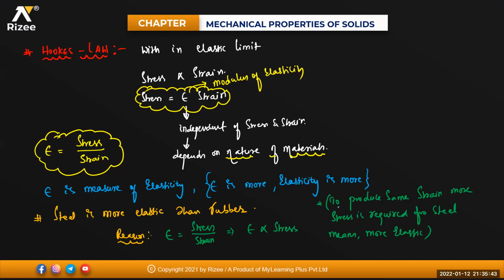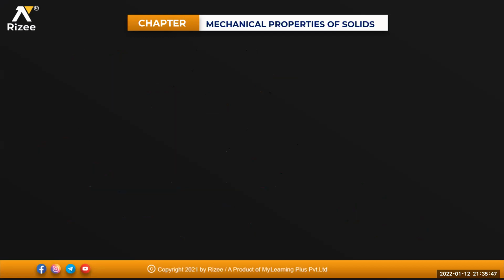How, sir, is steel more elastic? That's what I told you. If I have a rubber and if I have a steel, draw the diagram here, we'll get an idea. Here there is a steel and here there is a rubber.